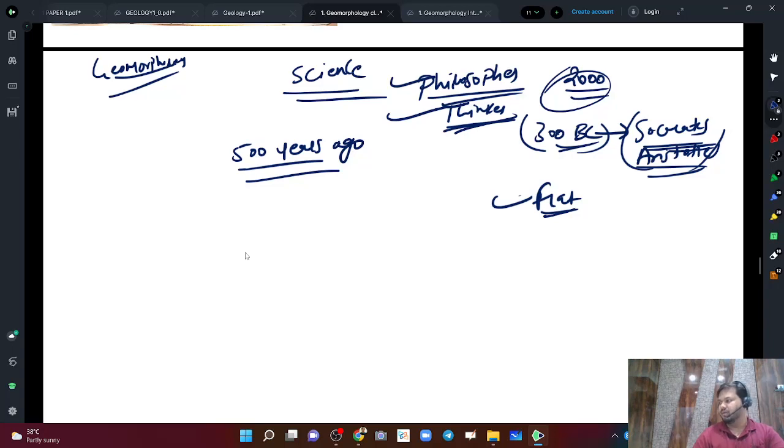Even traveling was not that much possible. Ships were not built. You could not travel long distances. Even the continent of America was not discovered, right? So the world was in dearth of information. But they had their own thoughts on landforms, right?